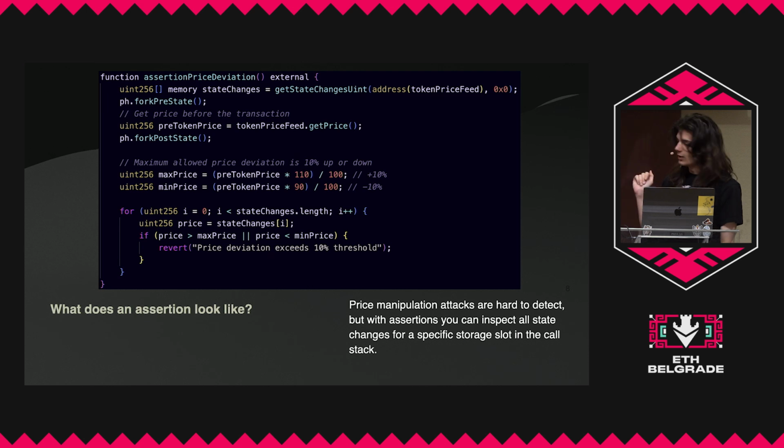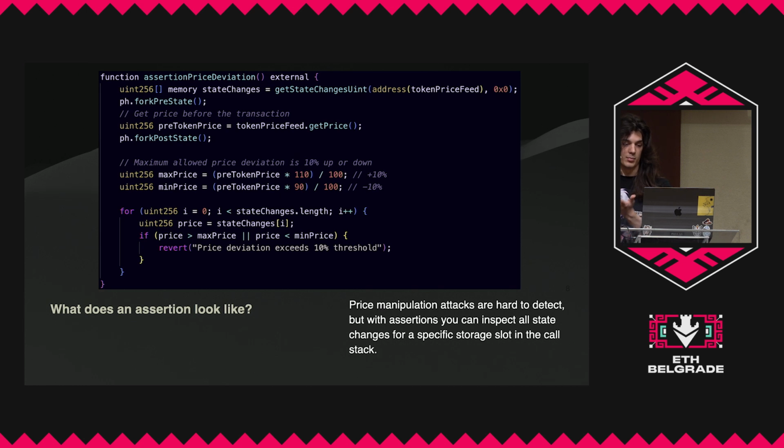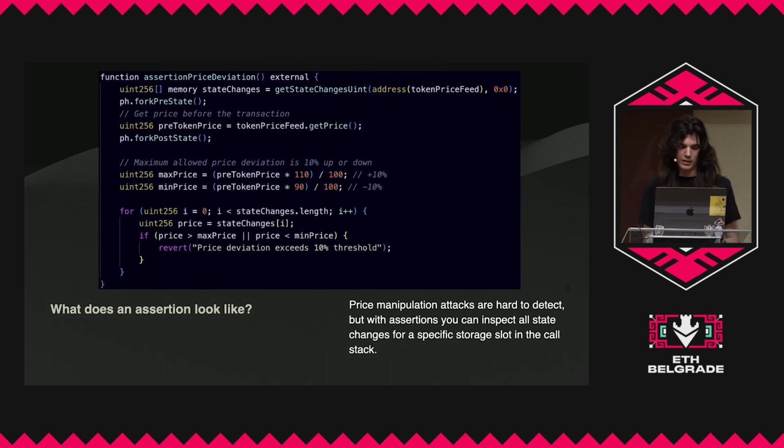What does an assertion look like? Here we have a basic example of an assertion that checks for price oracle deviation. We get the price of the token before the user begins a transaction, and we define a maximum range that the price can move in one transaction. Keen-eyed among you might have noticed that you can see a ph fork pre-state and ph fork post-state. Those are part of the assertion syntax.